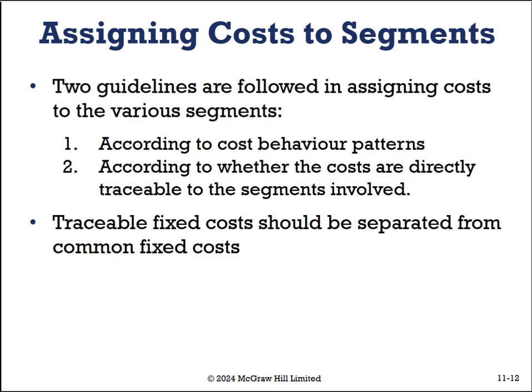So how do we figure out what we are going to allocate to the computer division? What are we going to allocate to our television division? We have some guidelines. So when looking at assigning costs to the various segments, we need to look at their cost behavior patterns. That is, are they variable costs? Are they fixed costs? And can we directly trace those costs to the segments involved?